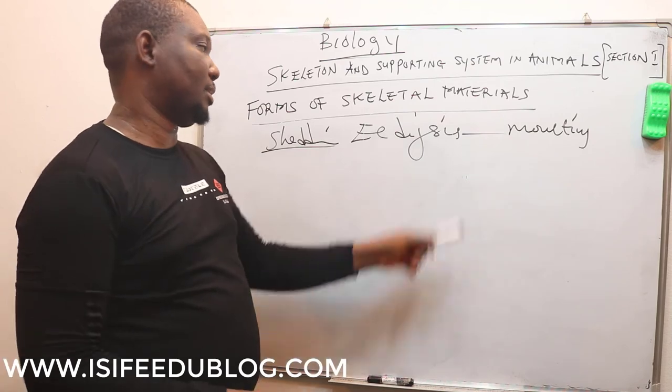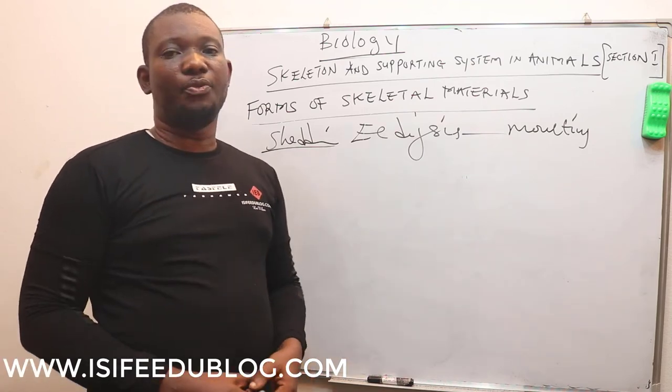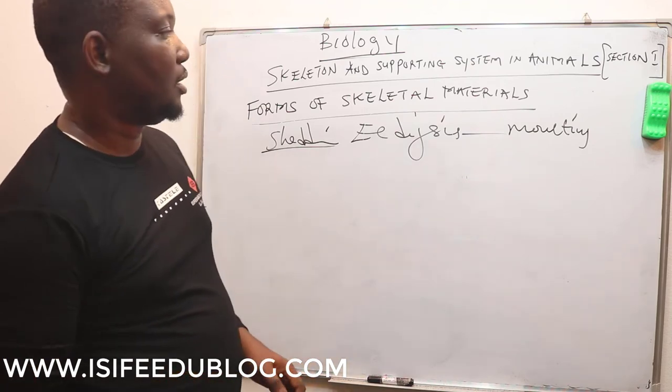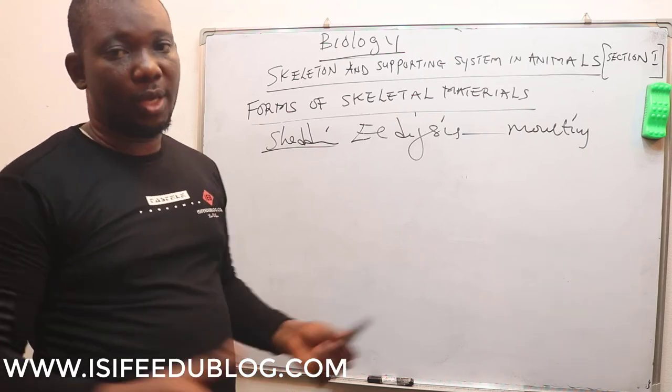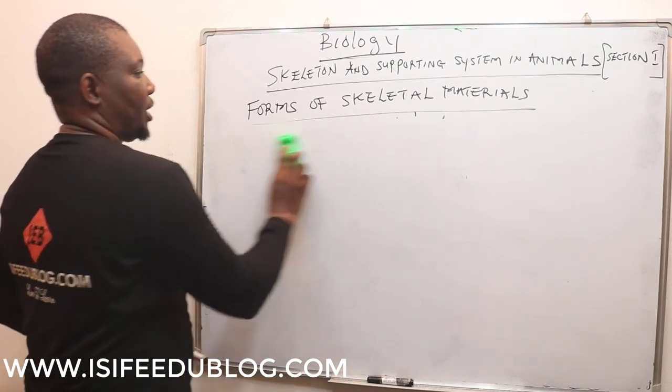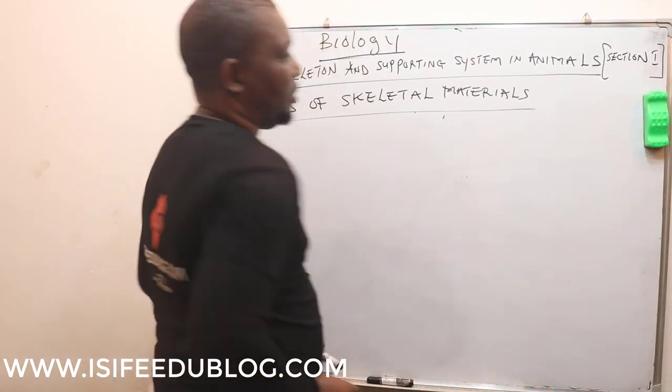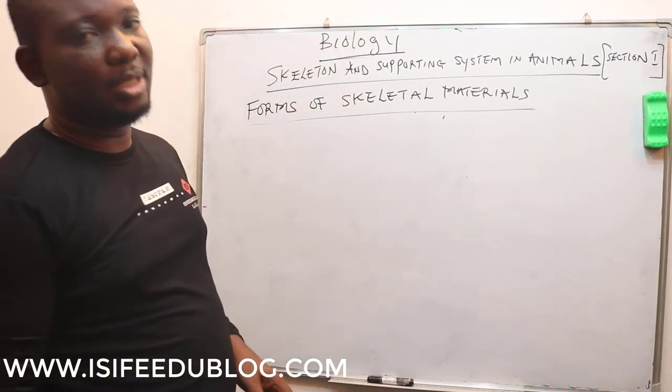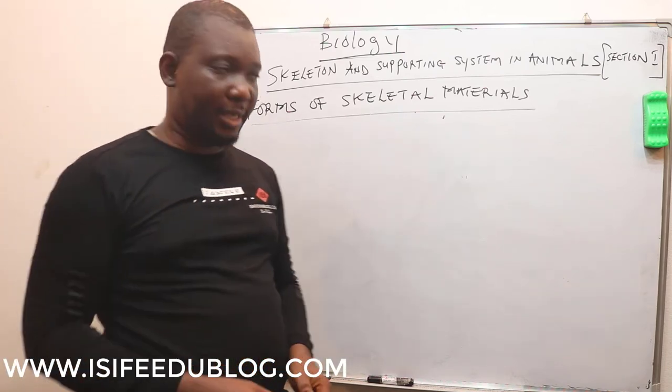That limits the size of arthropods because of ecdysis or moulting. What is moulting or ecdysis? It means shedding of the old or worn out outer surface, skeleton, or encasement, as the case may be. I just record that quickly. That is for animals that have a skeleton made up of chitin.